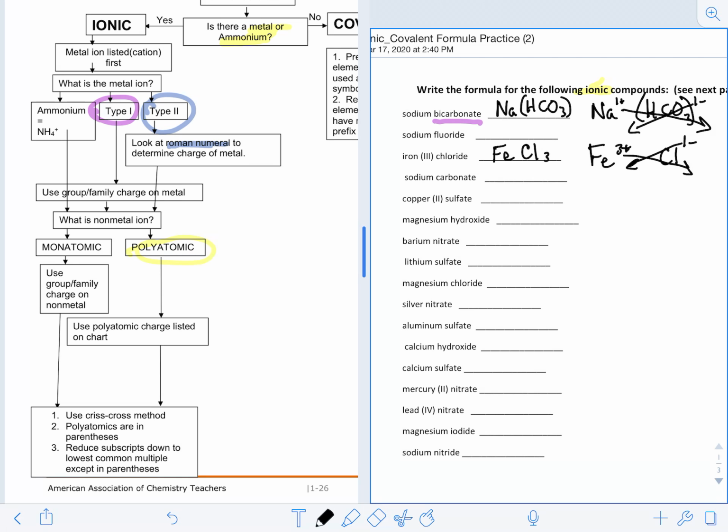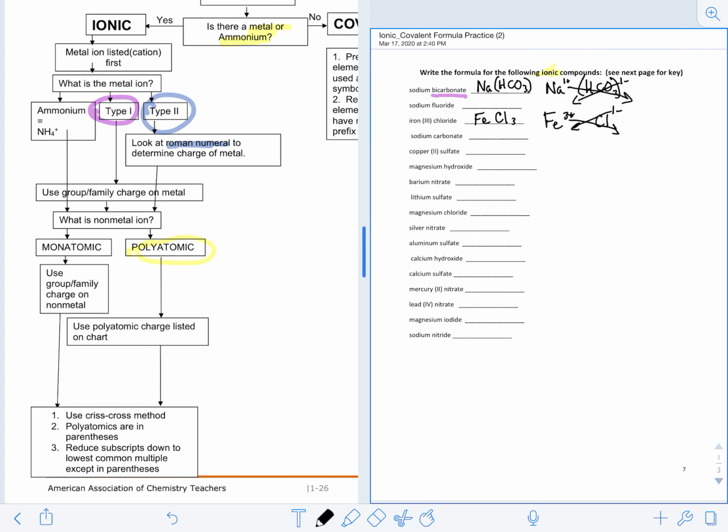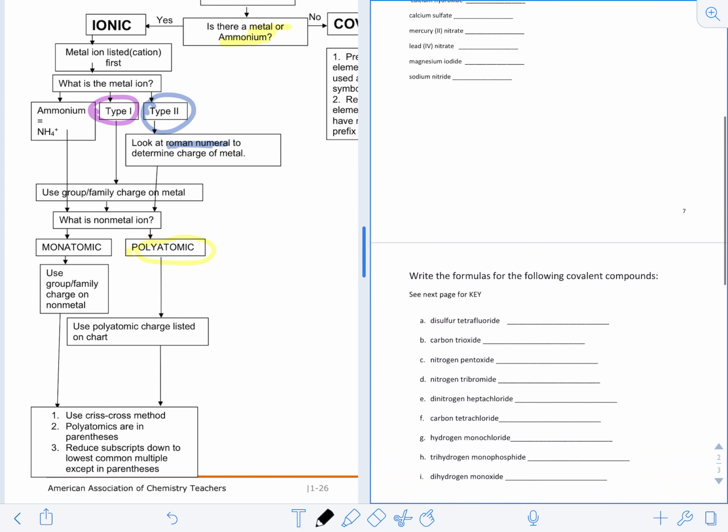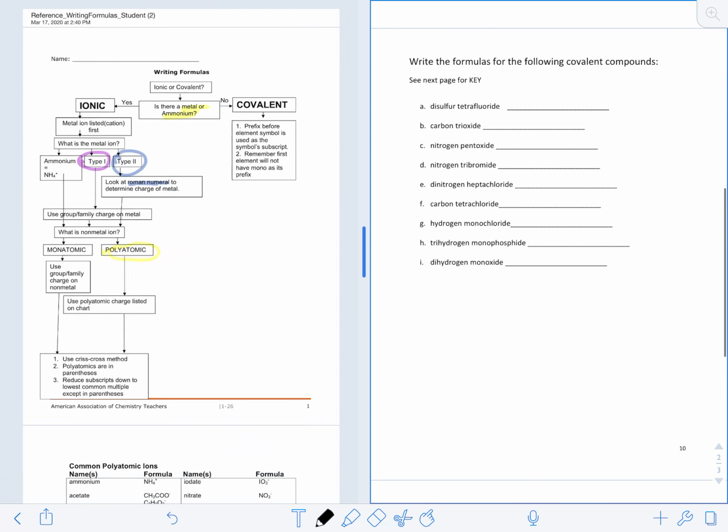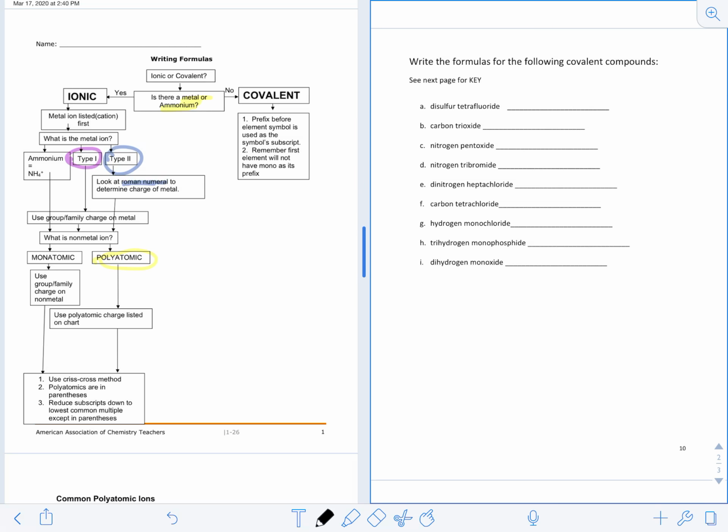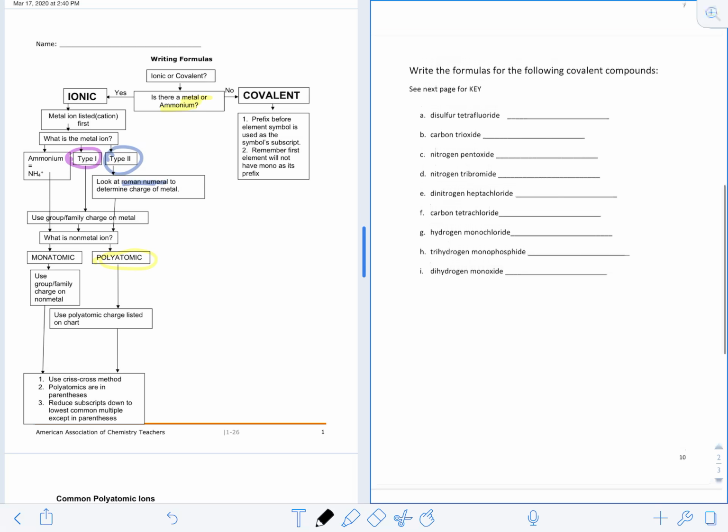Okay, so I want you to work on the rest of these ionic compounds, and you can feel free to contact me if you are stuck on any of these. Now let's go to covalent compounds. Covalent is probably the easiest to write formulas for because you are just looking at the prefix and then you're looking at the element name. The very first one here on this page is disulfur tetrafluoride.